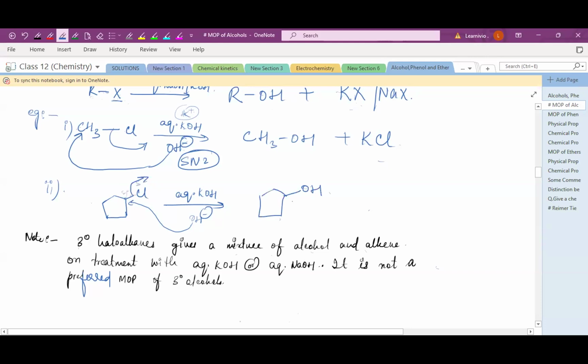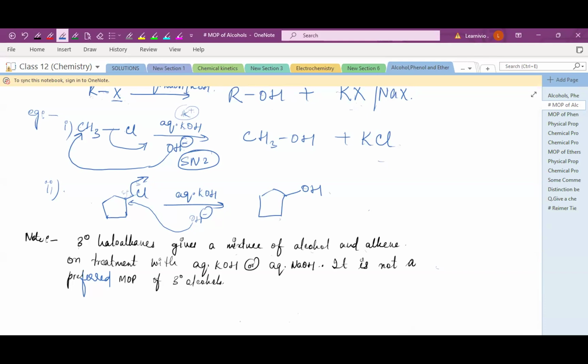Okay, and in your exam, no need to write down the byproduct, just write down the main product. So this is the method of preparation from haloalkanes. The mechanism is via nucleophilic substitution, bimolecular nucleophilic substitution reaction.